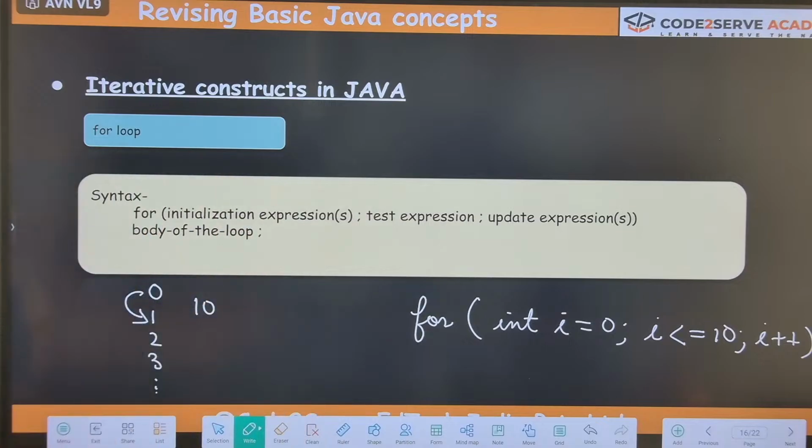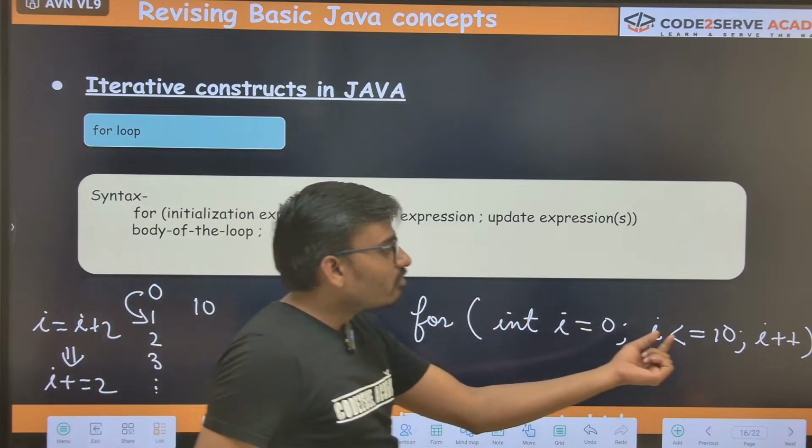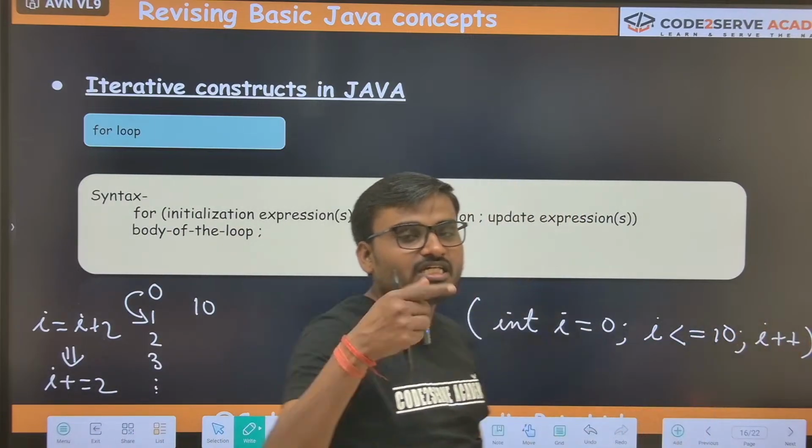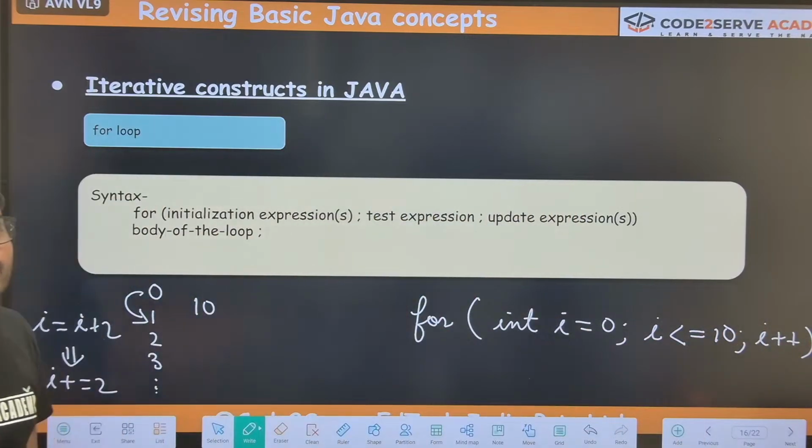Suppose you want to increment the value by 2, so you will write i = i + 2, or the short form of this is i += 2. So here the condition is, after each iteration, by how much you are trying to increase the value. All right.